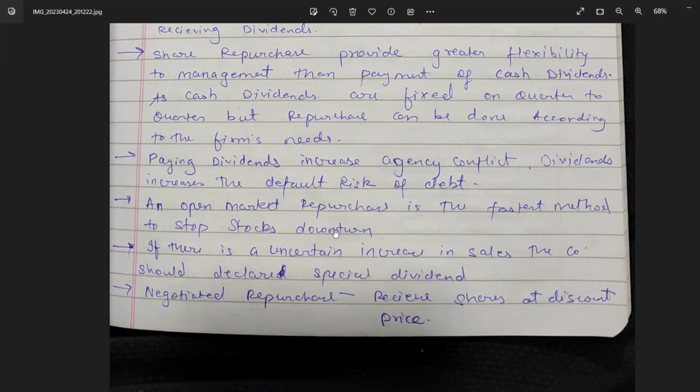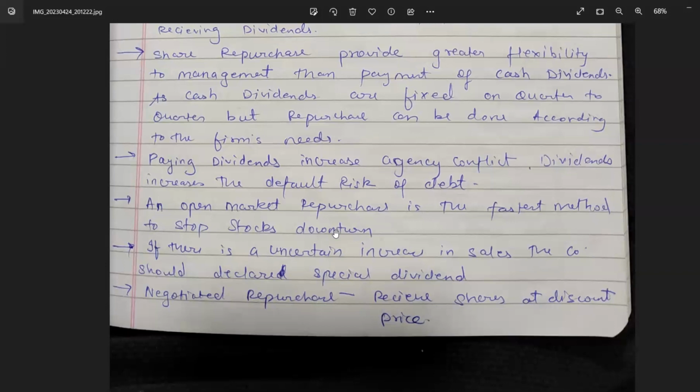If the shares are falling drastically over a period of days, then to overturn this momentum, the company can buy back its own shares by going directly into the exchanges. This will reverse the chart pattern of the stock. If there is an uncertain increase in sales, the company should declare a special dividend, so that investors know this is a special dividend and not a commitment.